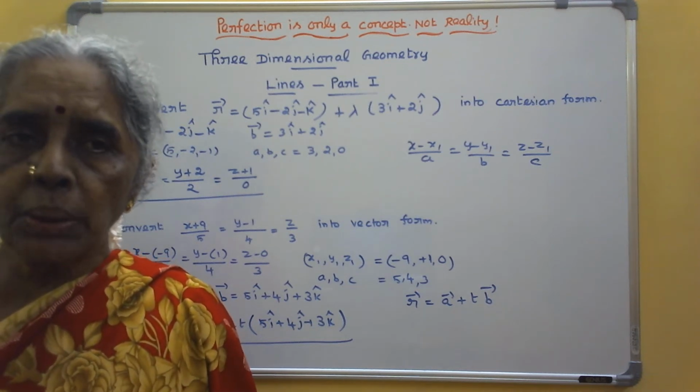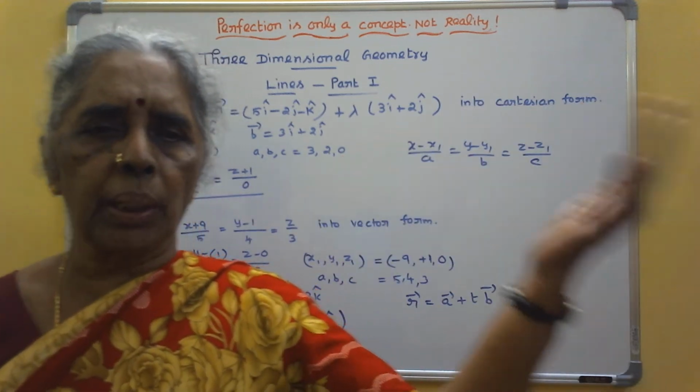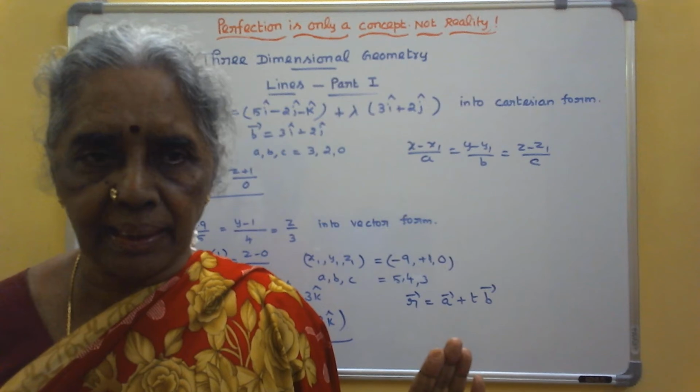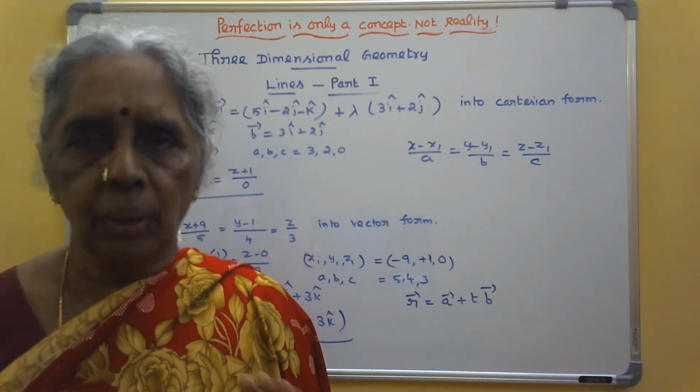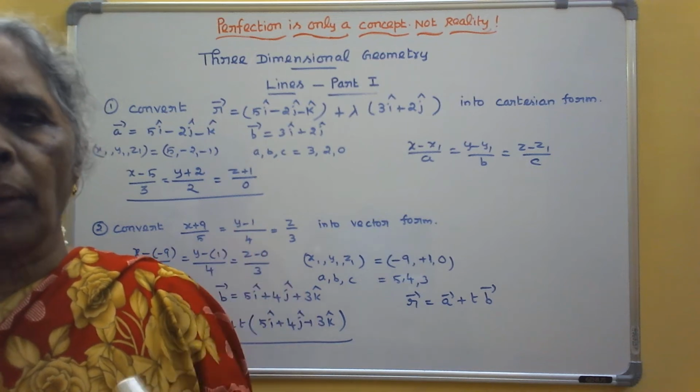Have you all understood clearly how to convert a vector equation to a Cartesian equation and a Cartesian equation to a vector equation? Is it clear? Okay. Now I will move on to the third important point or concept.